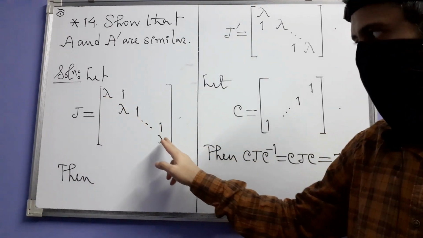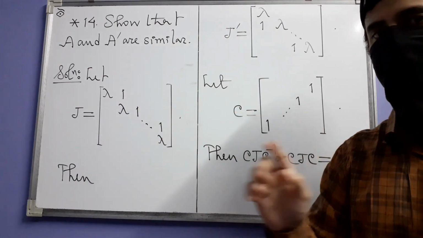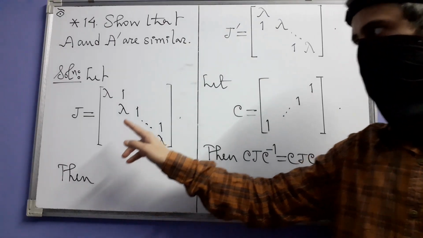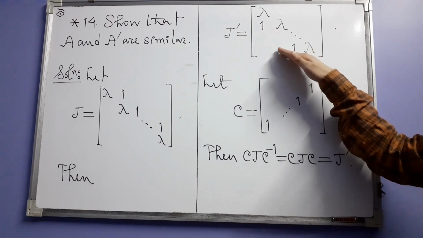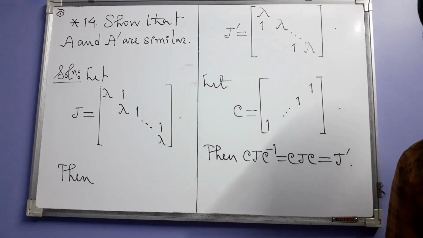On the main diagonal, we have all these lambdas. The super diagonal consists of 1s and elsewhere it's 0. So if you take the transpose of J, that super diagonal will turn into sub diagonal, the lambdas won't get affected, and elsewhere it's 0.